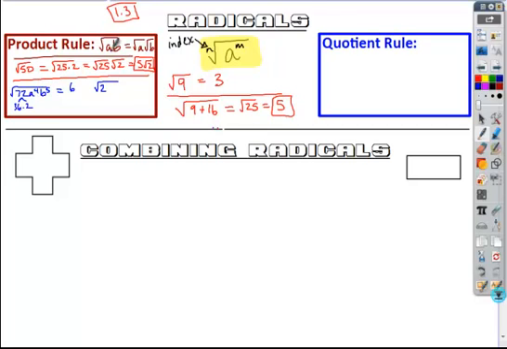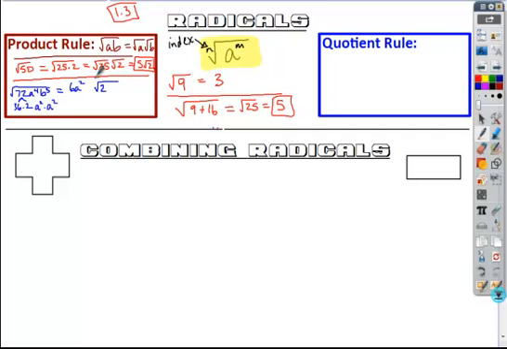You're looking for these powers, breaking this down into perfect powers of whatever the index is. So a to the 4th can be thought of as a squared times a squared. Okay? Each of those comes out as a what? The square root of a squared is a. The square root of a squared is a. So those come out as a squared.